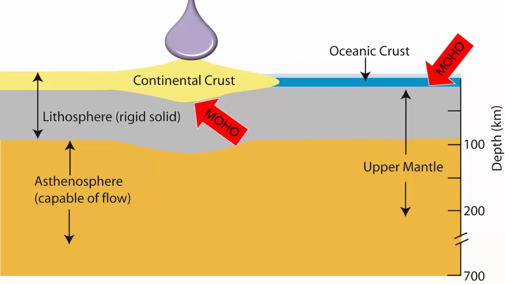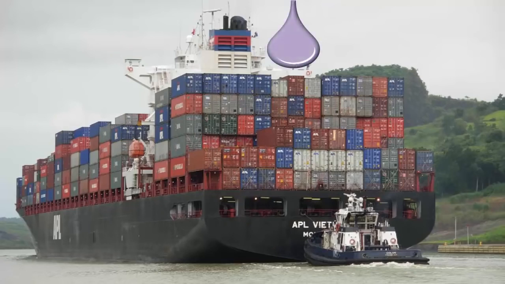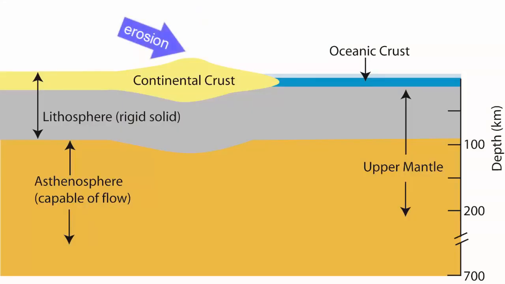As material is added to or removed from the crust, it will adjust isostatically, again much like icebergs or ships in the ocean. When cargo is added to a cargo ship, what happens? It sinks lower into the water. When the cargo is removed, the ship rises. So what happens when the tops of mountains are eroded? Material is removed, so the crust rises upwards.